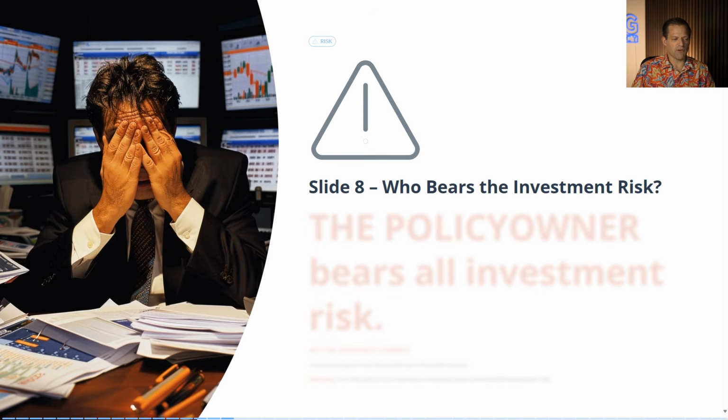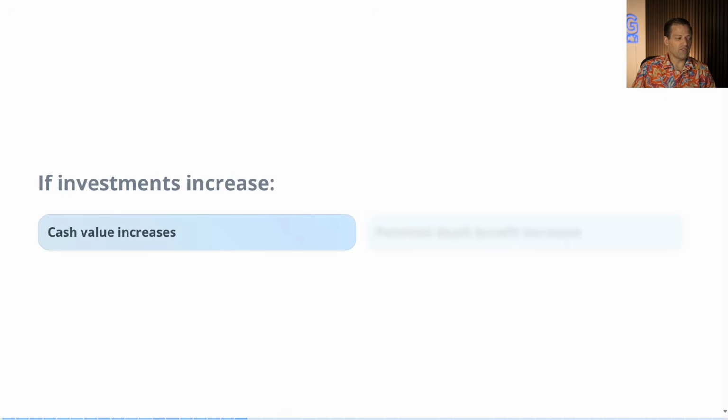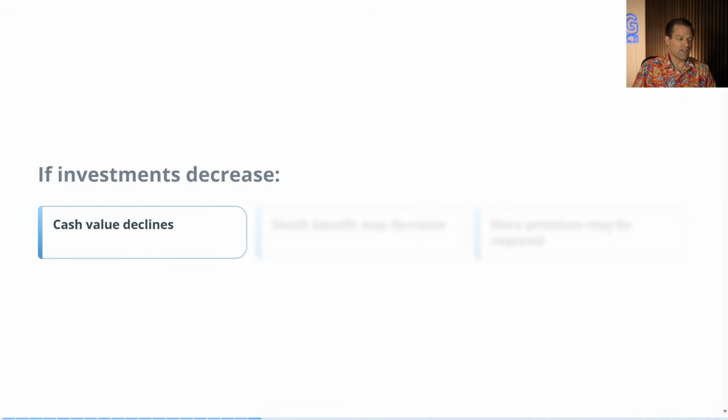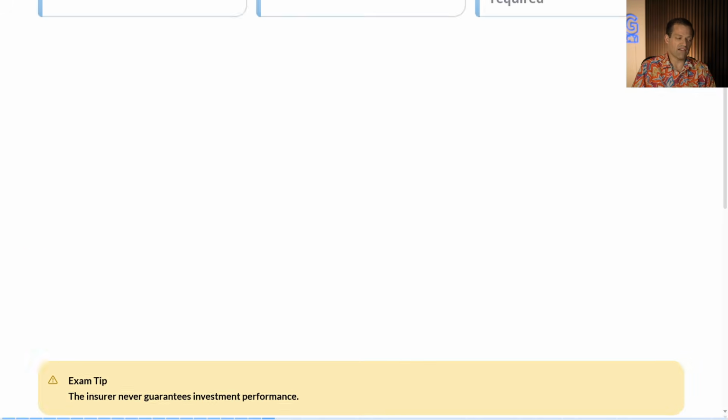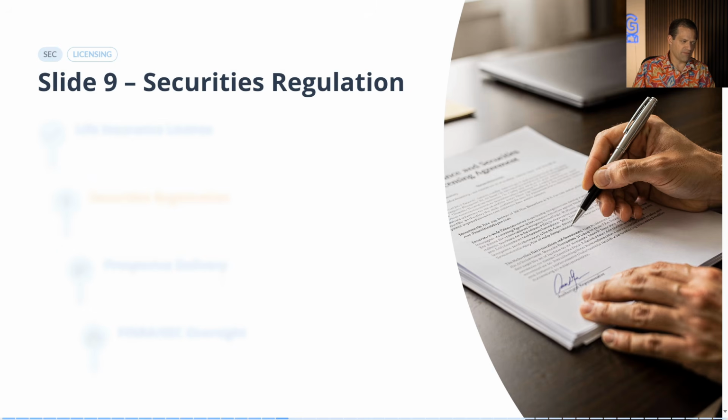So who bears the investment risk? This is the big thing that you have to understand. It's not the insurance company, it's the policy owner. They bear all of the investment risk, not the insurance company. Investment gains and losses belong to the policy owner. And in a VUL policy, the insurance company bears none of the investment risk. So if the investment increases, cash value increases and potential death benefit increases. But if it decreases, cash value goes down, death benefit may decrease, and more premium may be required to keep the policy in force. So remember, the insurer never guarantees investment performance with a VUL, variable universal life plan.